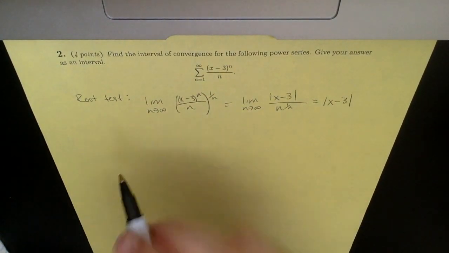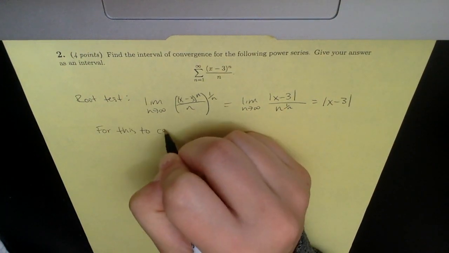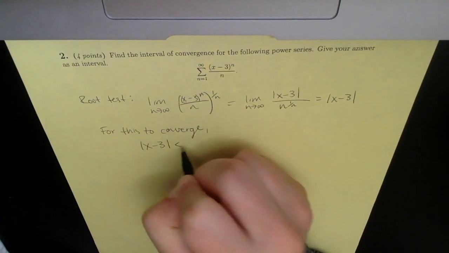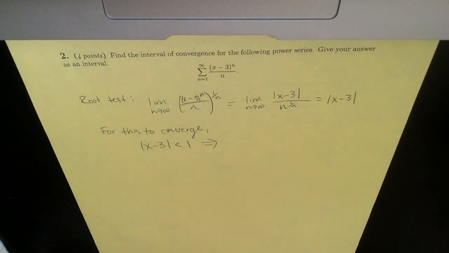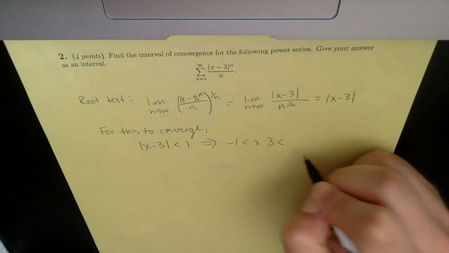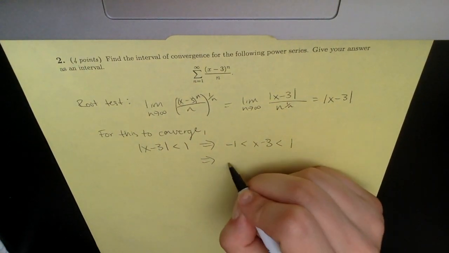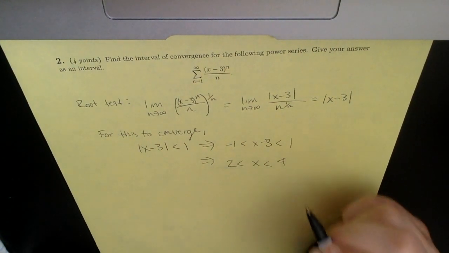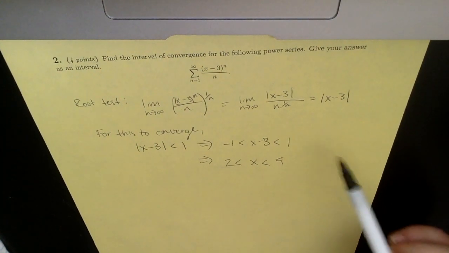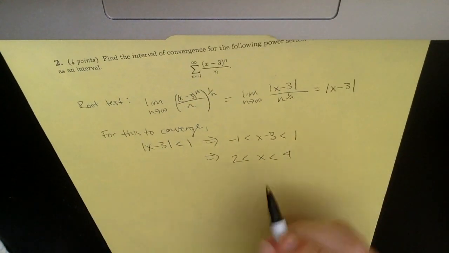Okay, so that tells us that in order for this to converge, we must have the absolute value of x minus 3 less than 1. Well, the absolute value of x minus 3 being less than 1 is the same as -1 is smaller than x minus 3, which is less than 1. Well, if we add 3 to both sides, we get 2 is less than x is less than 4. So initially we know that any of the x values between 2 and 4, not inclusive, will force this to converge. Now we need to check these endpoints.